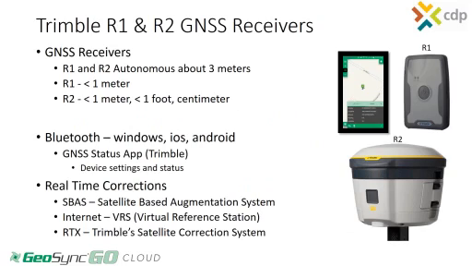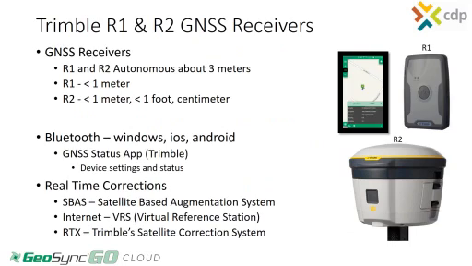Specifically, we're looking at Trimble R1 and R2 receivers. These are GNSS receivers, so they have access to all the different satellite systems. In an autonomous mode with no correction, these receivers are still like just about any other GPS. You're going to be around 3 meters, which is about the same accuracy as you get with the built-in GPS on your phone. So you don't get a lot of benefit in an autonomous mode.